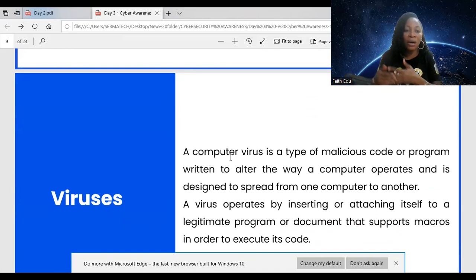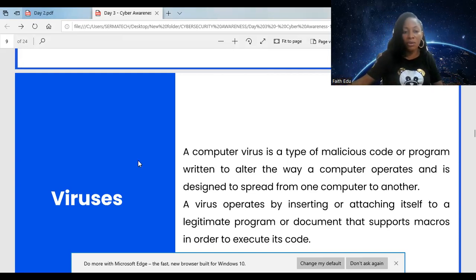So the computer no longer understands the instruction you are giving the particular way you mean it to, and gives you the desired result. Instead, it understands it the way whoever introduced that virus wants it to, because that virus has altered the programming language. So you don't get the desired result you are looking for. But instead, the computer gives the result that the cyber criminal who introduced the virus is looking for. So it is operated that way, and it is designed to spread from one computer to another.